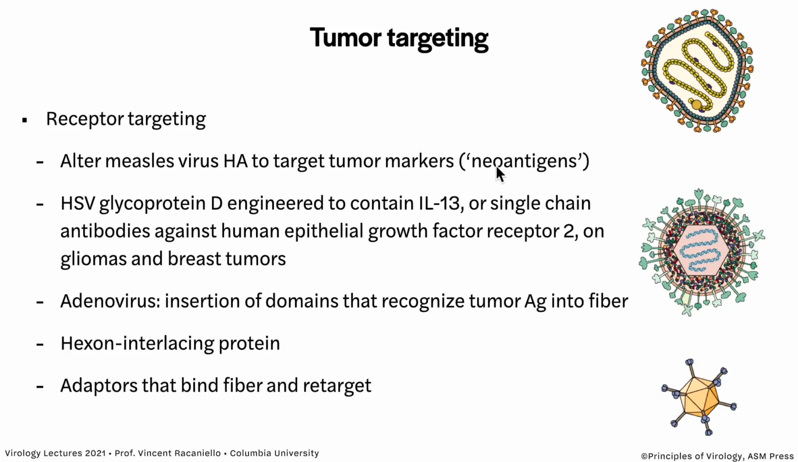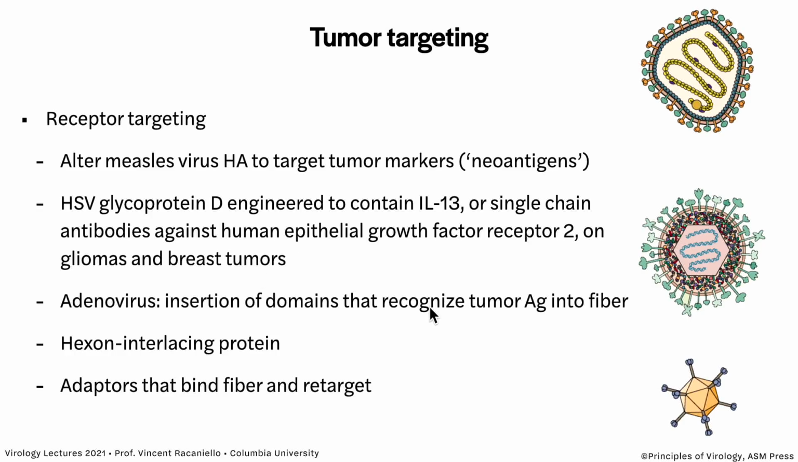As tumor cells reproduce, they sustain mutations, and they make new antigens that aren't present on normal cells, and we can identify those and alter viral proteins to bind to them, like measles virus HA. Herpes simplex virus glycoprotein has been engineered to either contain IL-13, which will bind to tumors, or antibodies against proteins that are present on tumors. So target the virus to those tumors.